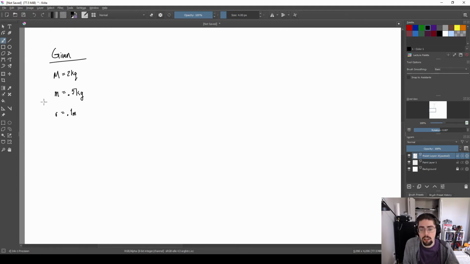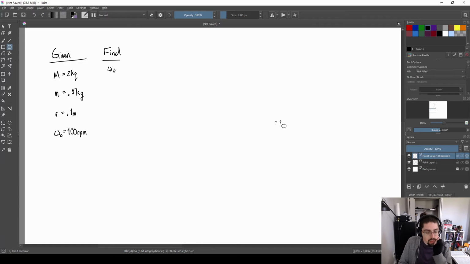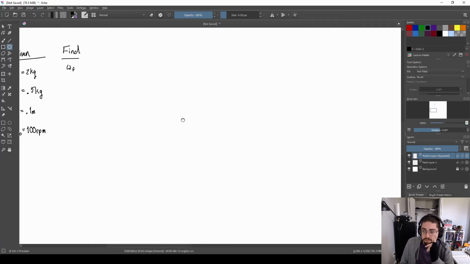And then finally, the last thing that we need here is that omega is 100 RPM. Let's call this omega initial, because this is before the blocks are dropped on it. We're going to find omega final after this collision. So let's talk about these two separate pieces.